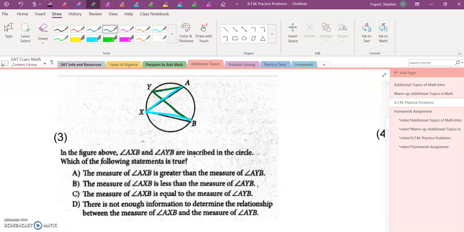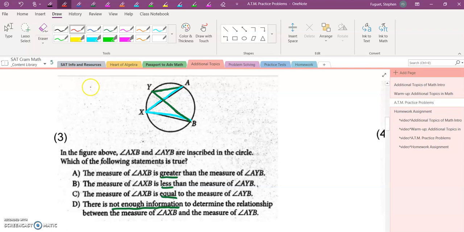So what they're saying is that the measure is either greater, less, or equal, or not enough information. So we're trying to establish just a relationship between them. Now, you can always use your intuition here. Looking at this, do they look to be less, equal, greater? That's the first thing I would go through my mind. The second thing we're going to talk about is what the word inscribed angle actually means.